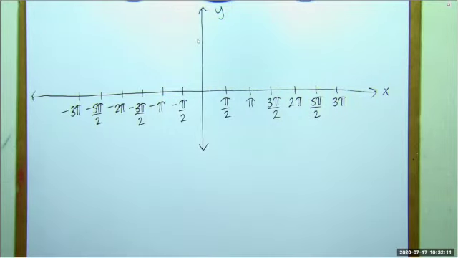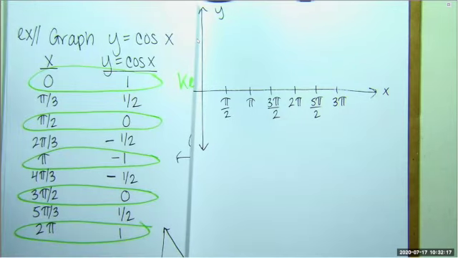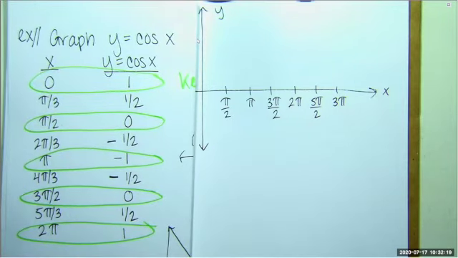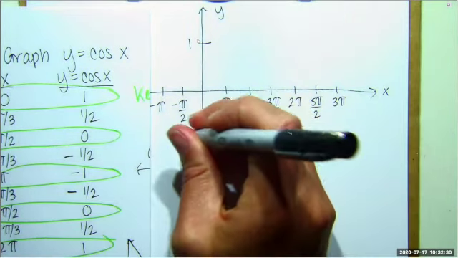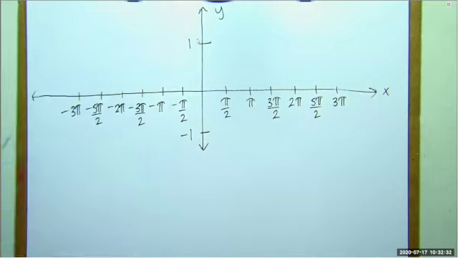The next thing we should do is figure out how we want to label our y-axis. So if we look at our chart of values that we came up with on the last page, help me out with this one. What is the highest? What's the biggest y value our graph hits? 1. What's the smallest y value our graph hits? -1. Okay, so again, this 1 and this -1 comes from the fact that we're looking at a ratio of sides of a triangle.